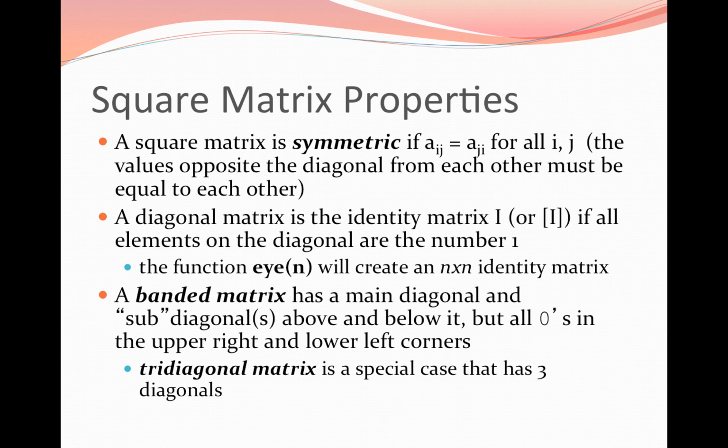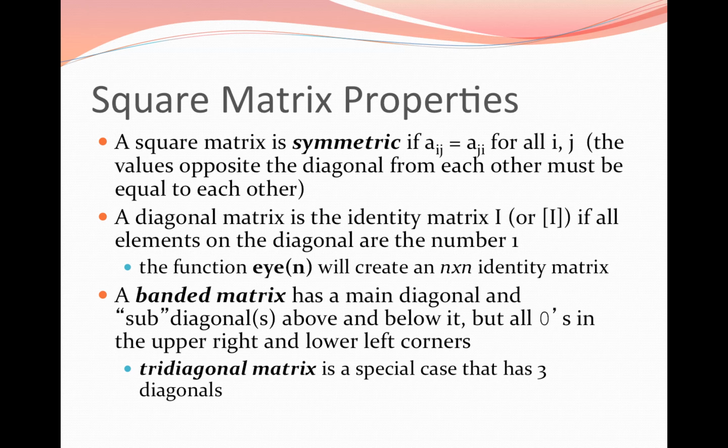Some more square matrix properties. We say that a square matrix is symmetric if all of the elements A sub ij are equal to A sub ji. So in other words, the values that are opposite the diagonal from each other must be the same. So A sub 1,3 is equal to A sub 3,1, for example. So again, if you look at the diagonal, you'll look at the values opposite each other from the diagonal, then they have to be the same in order for the matrix to be symmetric.